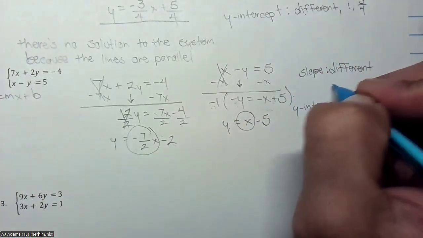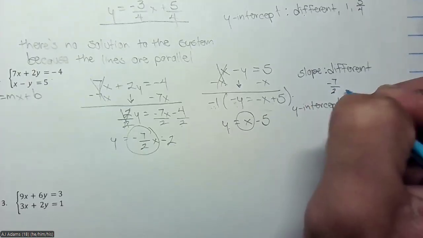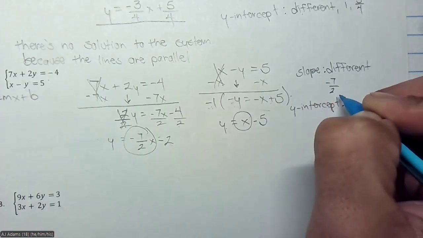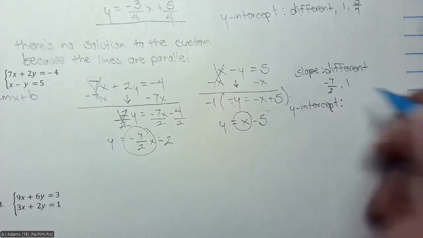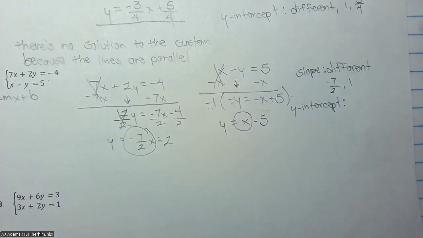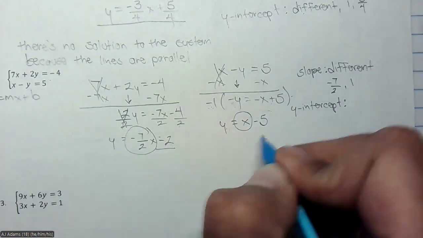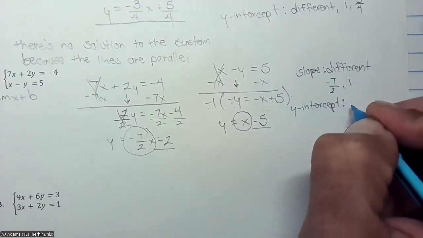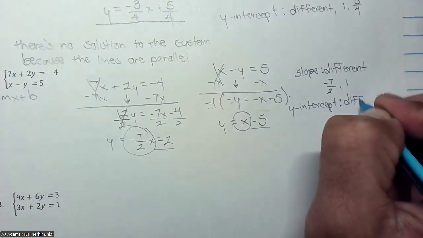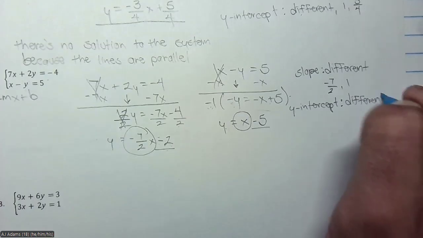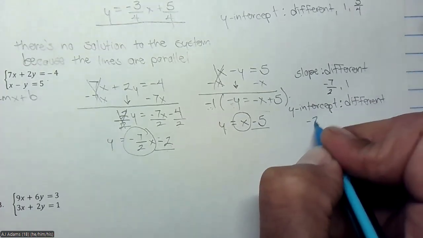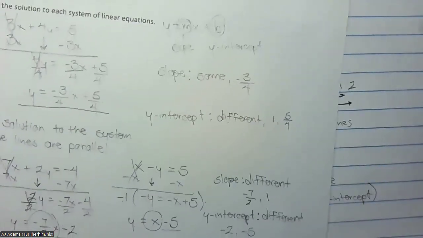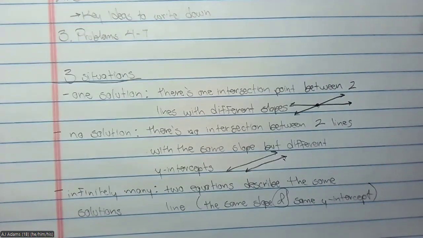And those slopes are -7 halves. And secretly in front of this x is the number 1. That's actually the slope there. And the y-intercepts for these two equations, I'll underline them, are -2 and -5. Those are also different. Okay, so different slopes, let's see.